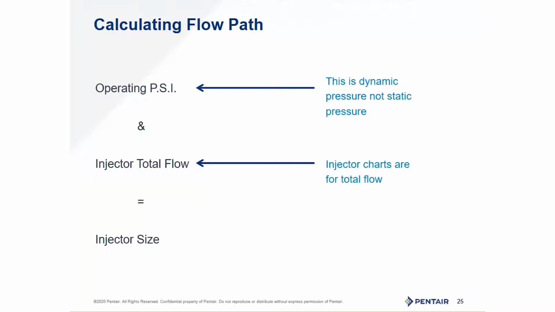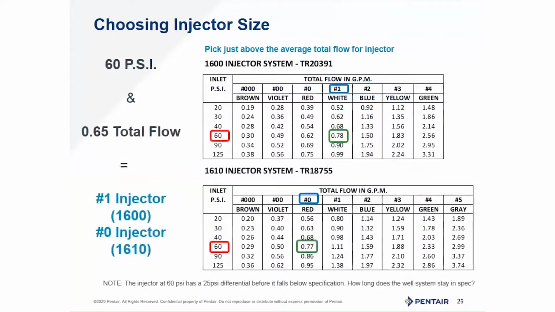Chicago, Illinois is notorious for this, for having 80 PSI in a building, but as soon as you open a faucet, it drops to 20 PSI. We're concerned with the open flow, dynamic flow pressure here, not static. And then you're going to have your injector total flow, which are based on the charts. And this will lead to injector sizing. So how does that work? We typically assume when we send something out of our plant 60 PSI. This shows you the need to adjust based on size.